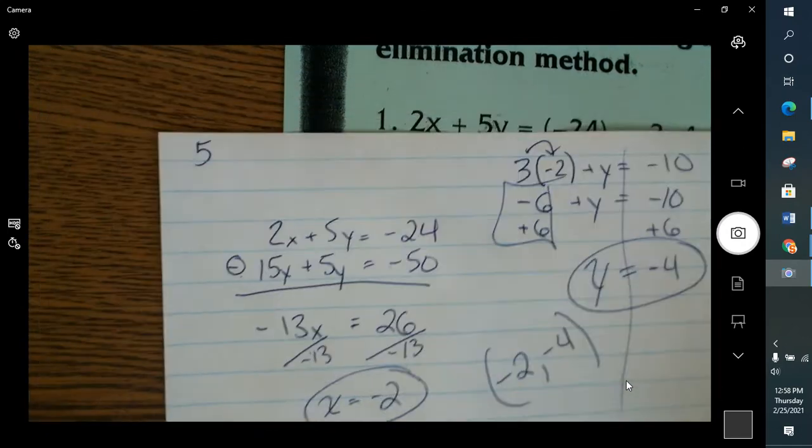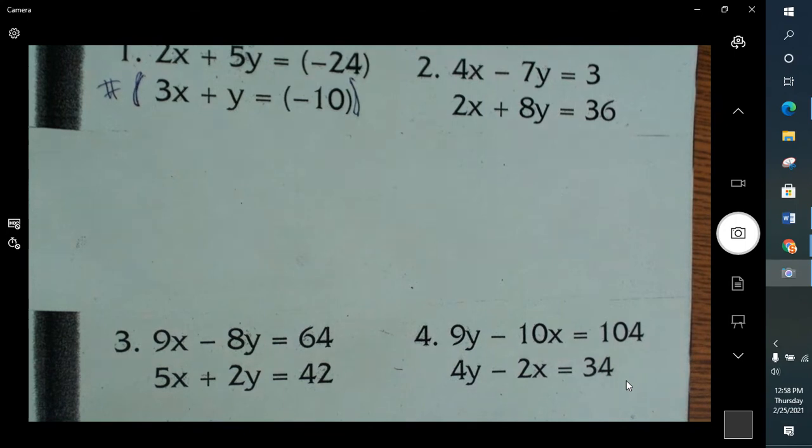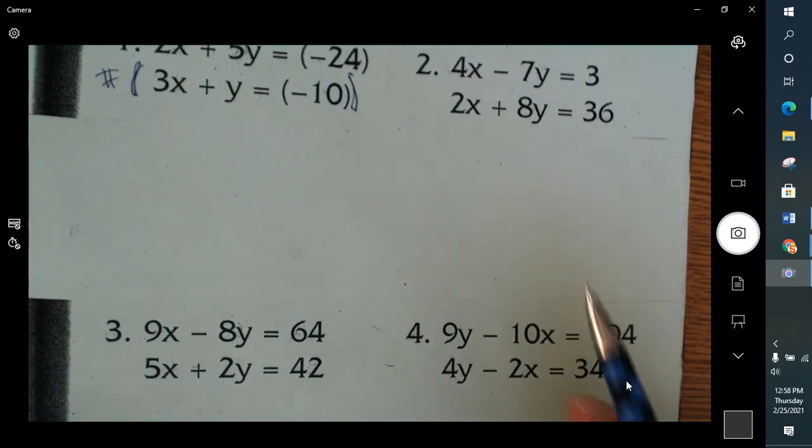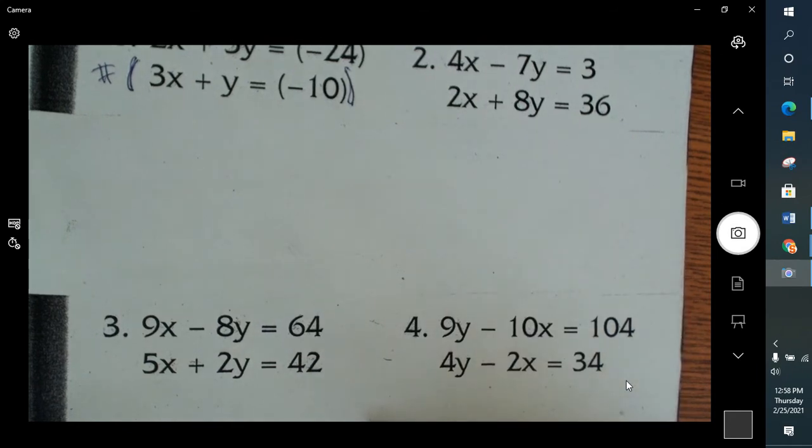And make sure you're showing your work along with that today. All right, we're going to give you about 10 minutes and go ahead and try to tackle 2, 3, and 4 right now on your own.